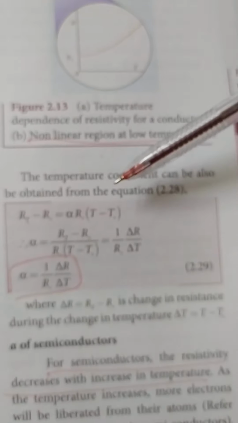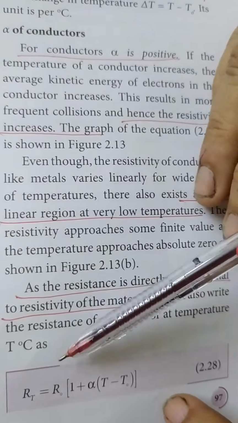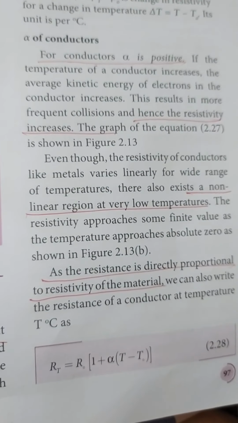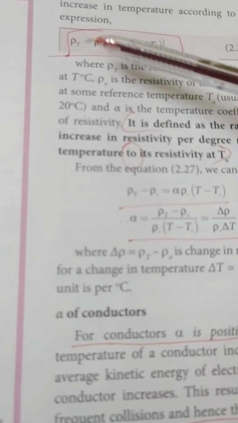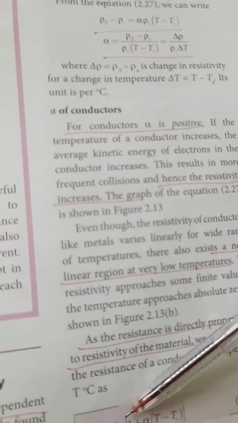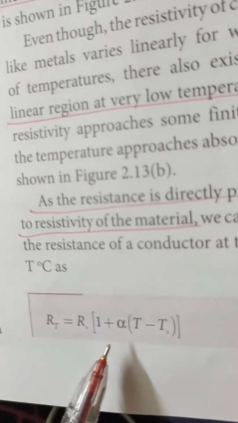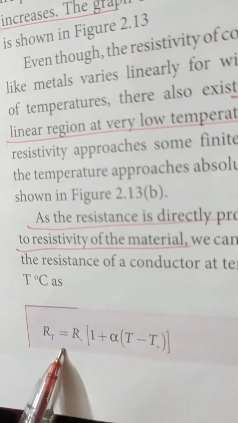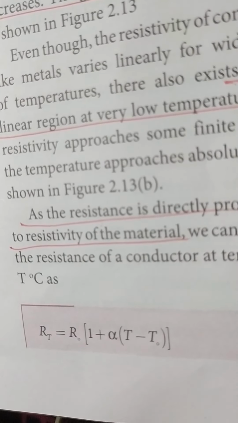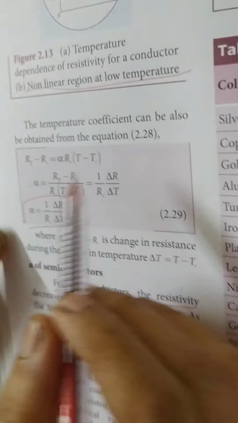And so here the resistance is directly proportional to resistivity. So instead of rho, you can substitute R. The equation is R_T equals R naught into 1 plus alpha (T minus T naught). The symbol rho is replaced by R. Rho is resistivity, R is the resistance. And here also you can find out alpha.